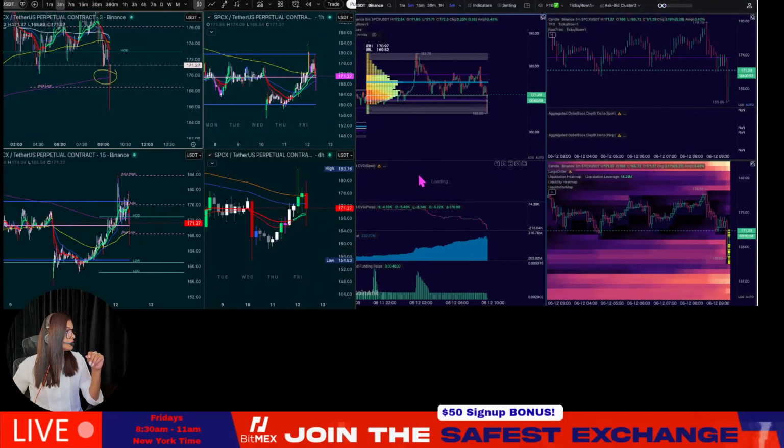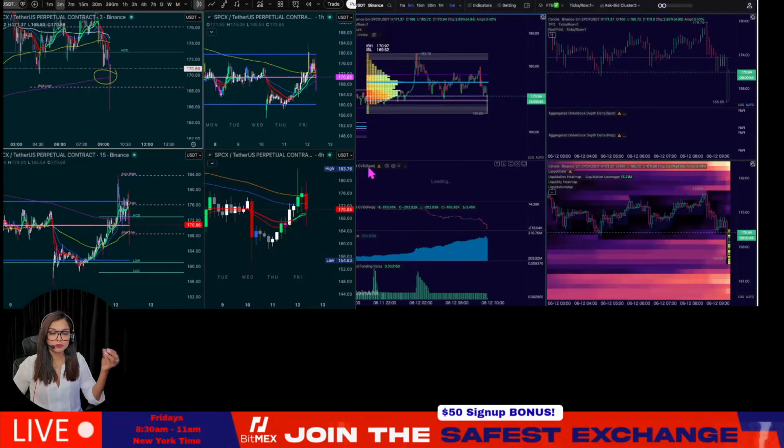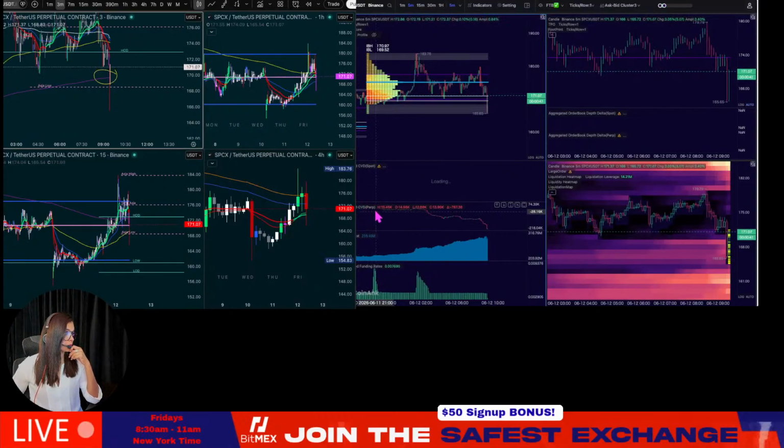Now let's look at CVD spot. Obviously, we don't have any CVD spot data, cumulative volume delta spot, because it is a perp contract. But we do have CVD perp, cumulative volume delta perp data.